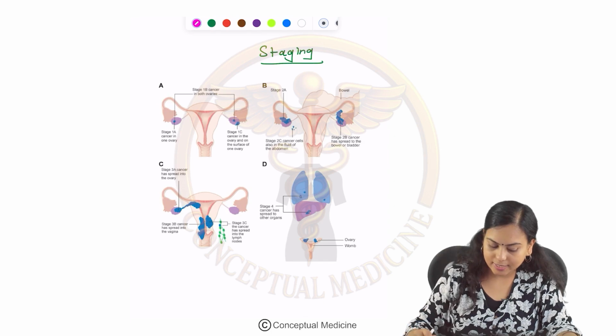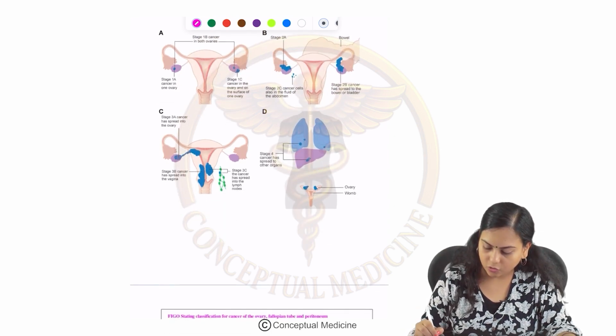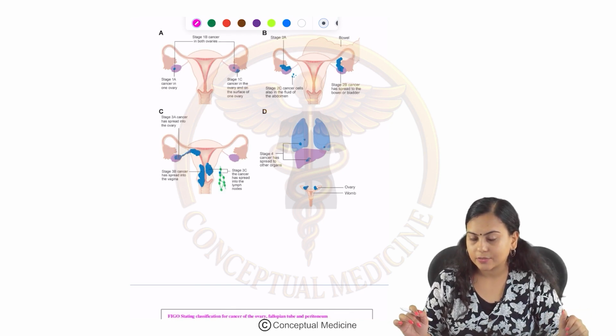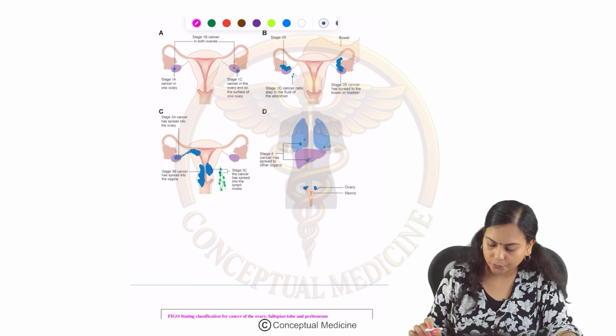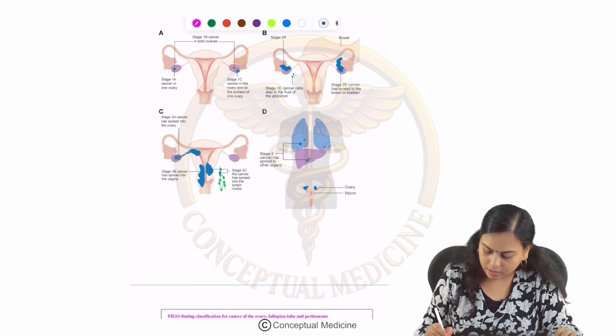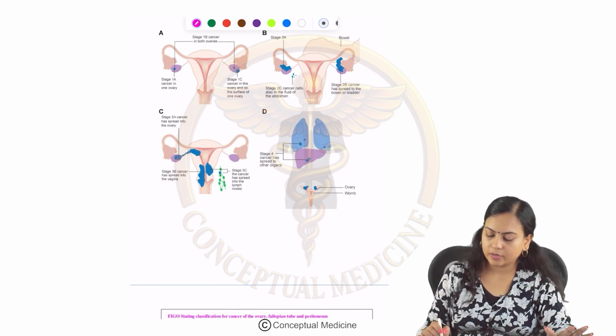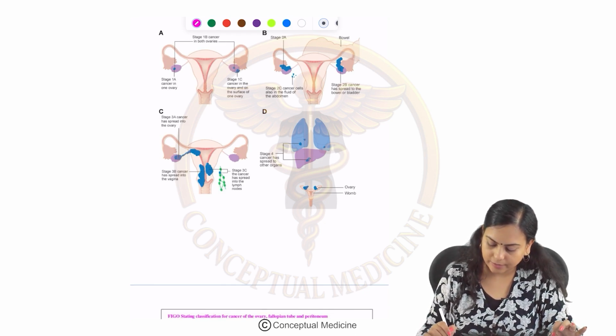Okay, in stage 2, the tumors will involve the ovaries or even the fallopian tubes, but there can be some pelvic extension also, or there can be peritoneal cancer, right? That is stage 2. And in stage 3, there is nodal involvement. You have positive retroperitoneal lymph nodes or pelvic lymph nodes like that. Okay, so that is stage 3.